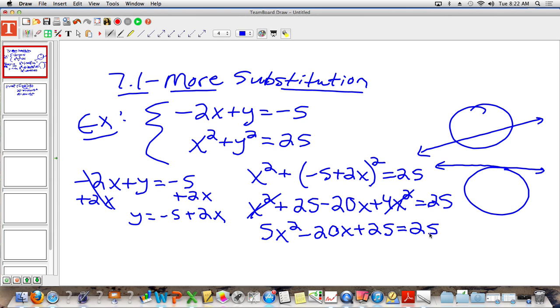Now, one thing that I notice I could do is I have a 25 on each side of the equation. So I could just get rid of this 25, subtract it from both sides. That is going to leave me with 5x squared. Now, this is not the only way that you can do this. 5x squared minus 20x is equal to what? 0. Yeah, it's equal to nothing.